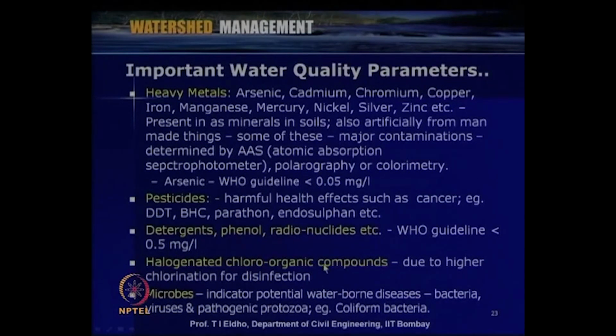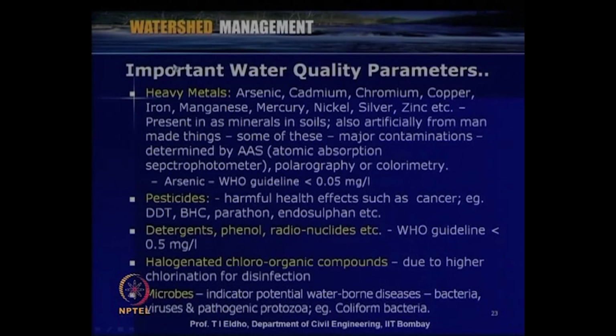And then halogenated chloro-organic compounds. This can be due to higher chlorination for disinfection, so this also we have to control. Then of course, microbes like pathogens, bacteria or viruses. These are indicators of potential waterborne diseases, so this also we have to control, for example coliform bacteria.